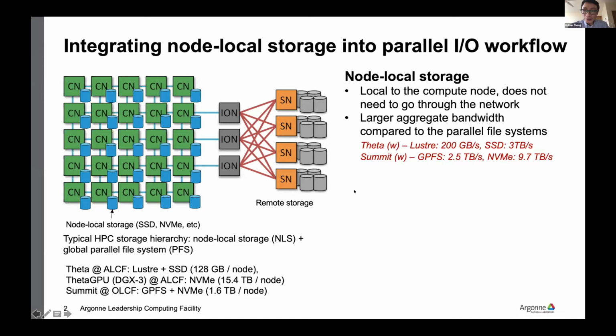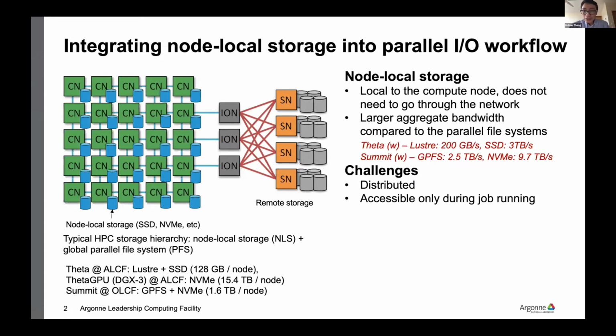Second, typically the aggregate bandwidth of the local storage is higher than the parallel file system. For example, on Theta, the peak write bandwidth for Lustre is only about 200 gigabytes per second, whereas the aggregate bandwidth for the SSD is 3 terabytes per second, which is one order of magnitude larger than the parallel file system. On Summit, this is 3 times larger than the global parallel file system, GPFS.